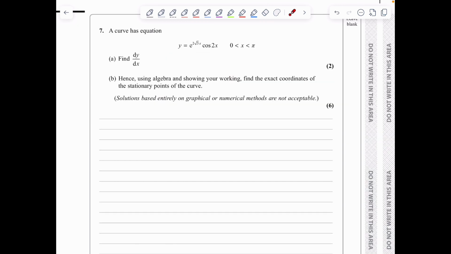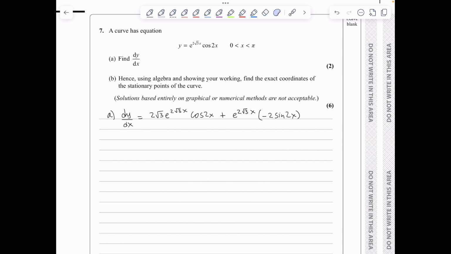In question 7, we've got y is e to the 2 root 3x cos 2x, and in part A we need to find dy dx. So we will be applying the product rule here. If we differentiate e to the 2 root 3x, we get 2 root 3 e to the 2 root 3x, and we keep the cos of 2x, plus we keep the e to the 2 root 3x, and we differentiate cos of 2x, which will give me minus 2 sine 2x. Notice that I have not been told to simplify this. It's just the expression for dy dx, so this will give me the 2 marks.